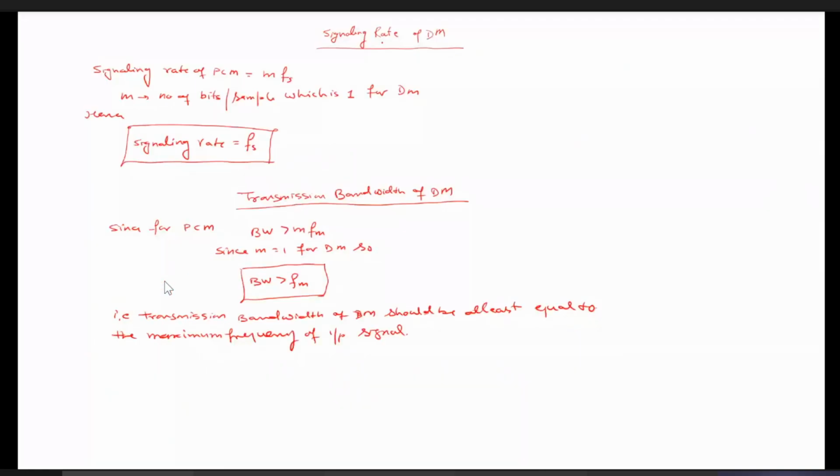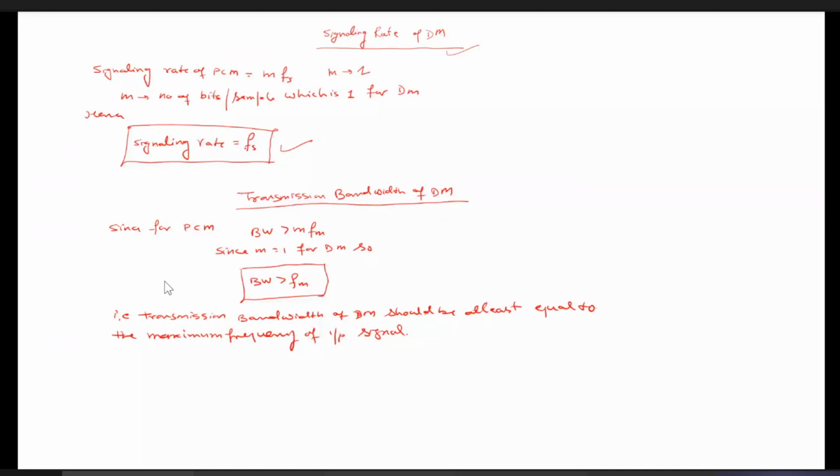Our next topic is the signaling rate. This signaling rate I have already explained. As we have seen in the case of PCM, the signaling rate of the PCM is given as m into fs. If we compare that PCM signaling rate with delta modulation, then this m is nothing but 1 in the case of delta modulation. If we put m equals 1, the signaling rate of the delta modulation is nothing but fs. You can see the signaling rate of the delta modulator is less by a factor of m as compared to the PCM.